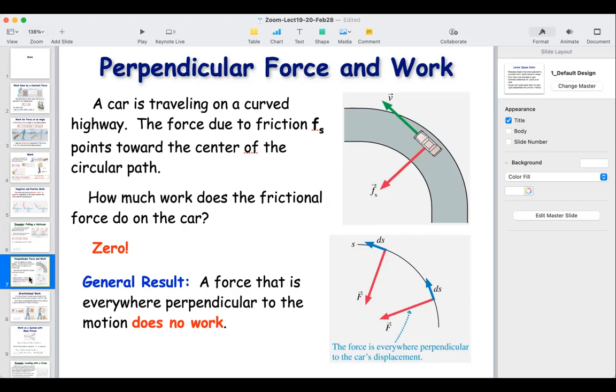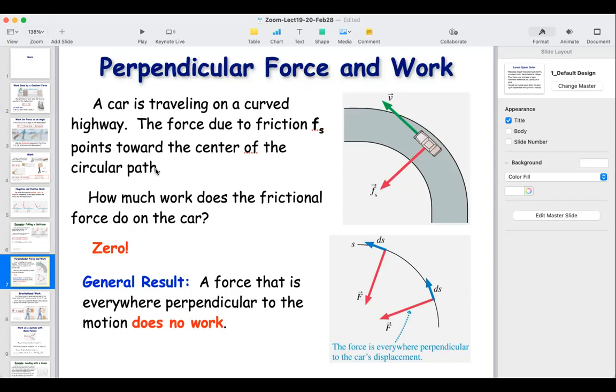So in this case, for example, remember when we discussed the centripetal force, which is the force that is always directed towards the center when you are having a circular motion, remember? And we said it's always perpendicular to the displacement, always perpendicular to the velocity. So in this case, we have a car that is traveling on a curved highway. The force due to friction points toward the center of the circular path.